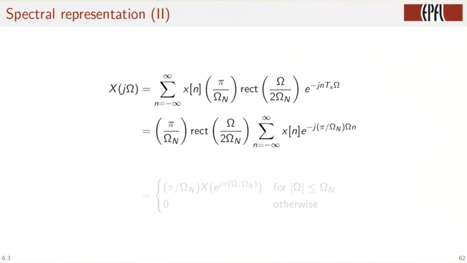This is a discrete time Fourier transform of x[n], the sequence, rescaled by 2 times capital omega N. Now this DTFT is periodic, and the period is 2 times capital omega N. However, it's multiplied by the rect function, which takes away all the repetition except the central one. That's what we see in the last equation. So the Fourier transform of x(t) is equal to a scaled version of the DTFT of the sequence between minus capital omega N and capital omega N, and it is 0 otherwise.